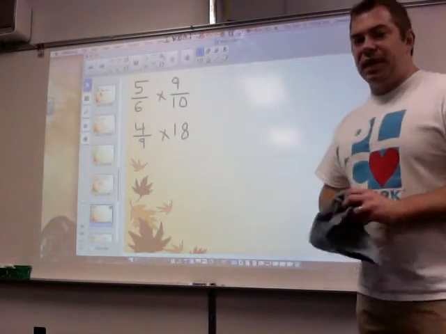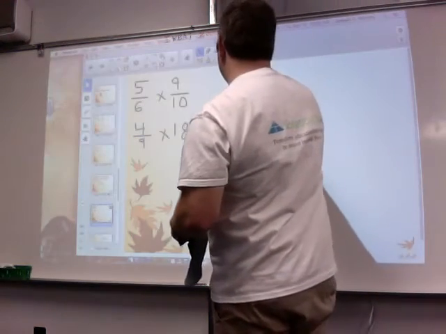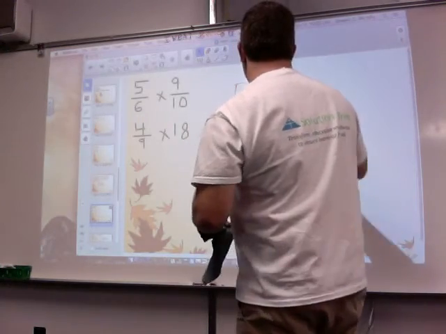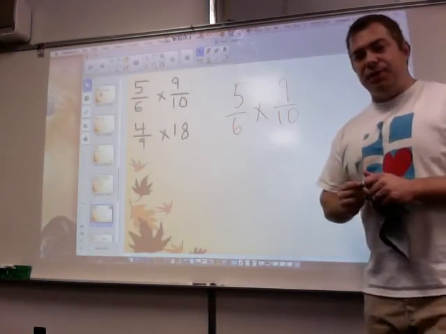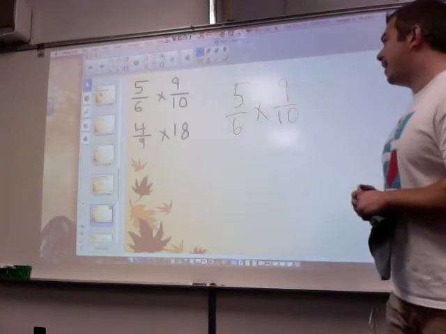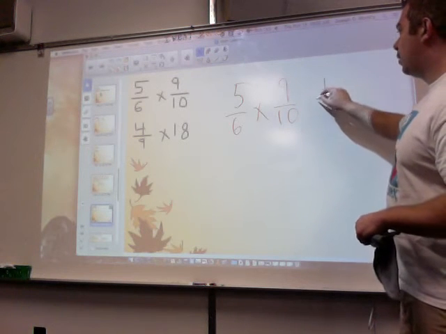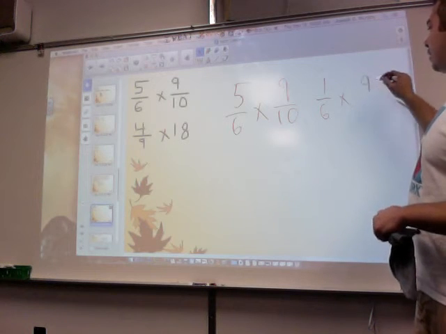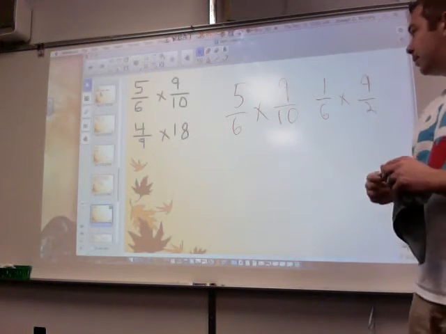Let's take a look at the first example up here. We have 5/6 times 9/10. I'm going to rewrite that. Now, once again, I can reduce after, but I'm going to be smart and reduce first. All right, because I see that 5 and 10 both have common factors of 5. All right, so I'm going to reduce that to 1/6 times 9/2, because 10 divided by 5 is 2.